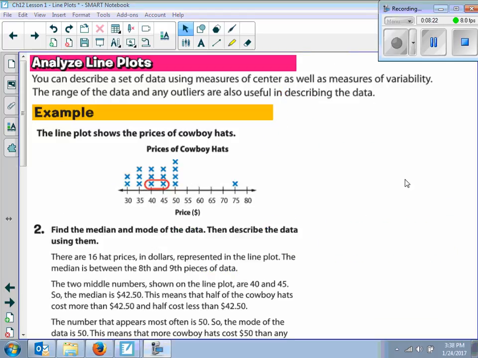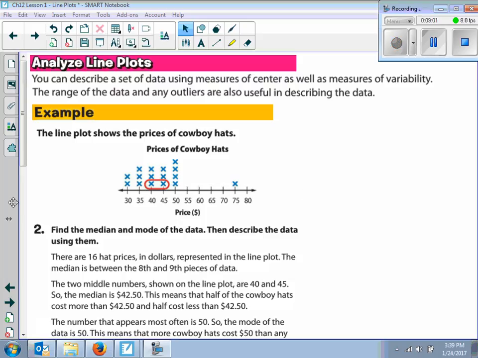So this is more analyzing line plots. You can describe a set of data using measures of center as well as measures of variability. The range of the data and any outliers are also useful in describing the data. When we're talking about the measures of center, of course, that's mean, median, mode, right? When we're talking about variability, that's range, then there's the interquartile range, and then the outliers, right? That's the variability.